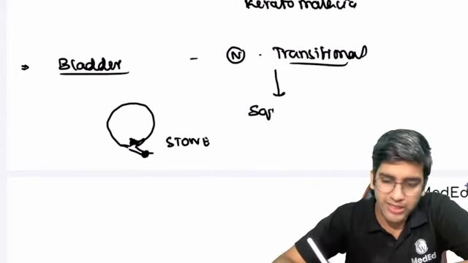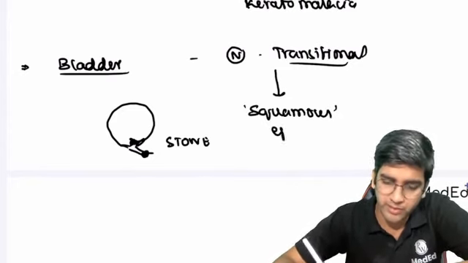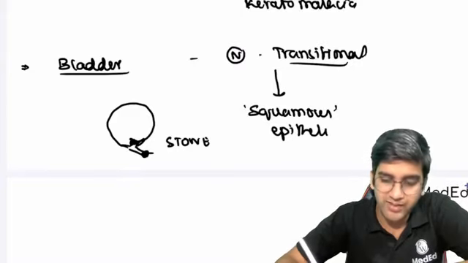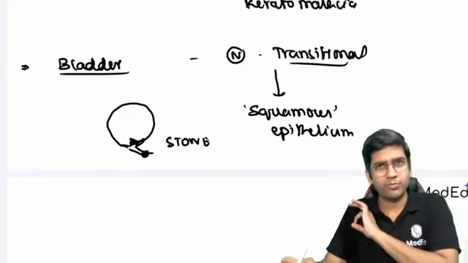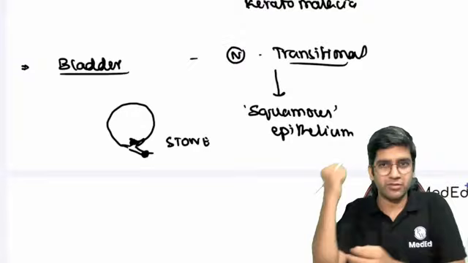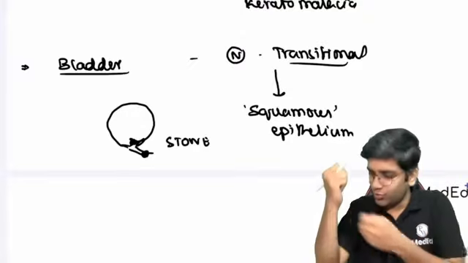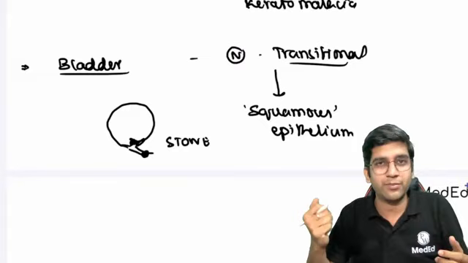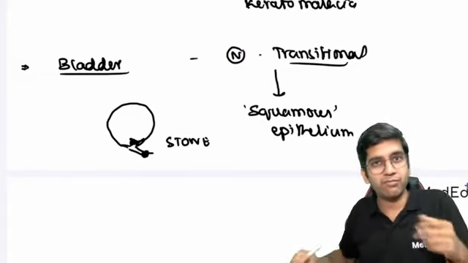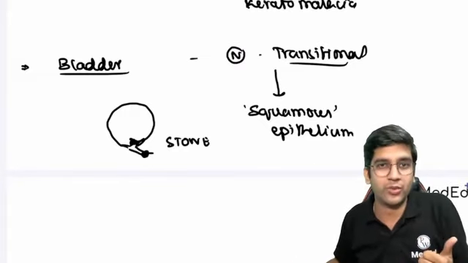It will change, and always the most resistant epithelium is squamous. It will become squamous epithelium. In the entire body, the most resistant epithelium is squamous. Skin is squamous. You hit, you scratch, nothing happens to my skin. You scratch with the stone, also nothing happens. So my transitional epithelium might get injured due to the bladder calculi.